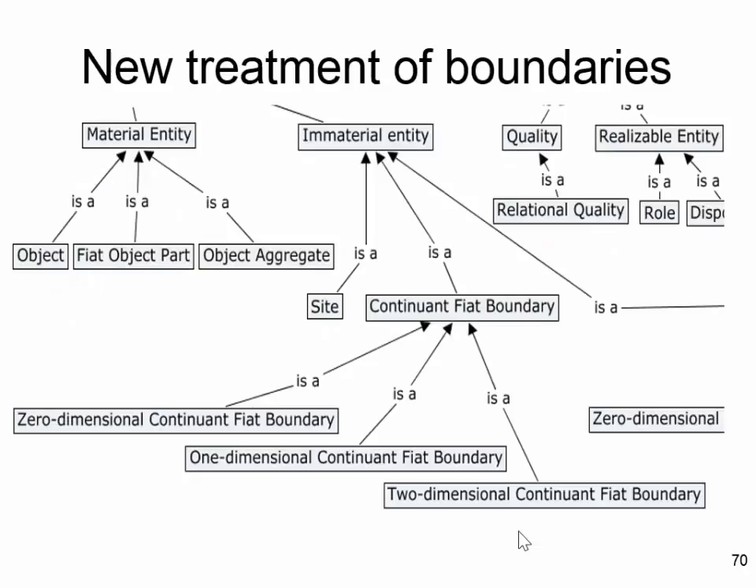Now, in the original BFO 1.0, 1.1, we had two kinds of boundaries, Fiat boundaries and physical boundaries, or bona fide boundaries. In the new 2.0, we have decided only to allow Fiat boundaries. And I will explain what this means now.